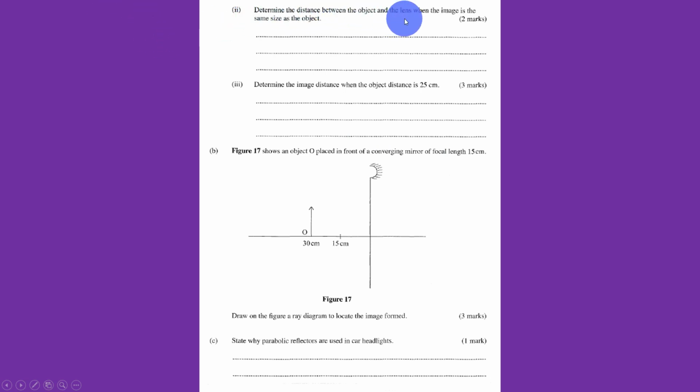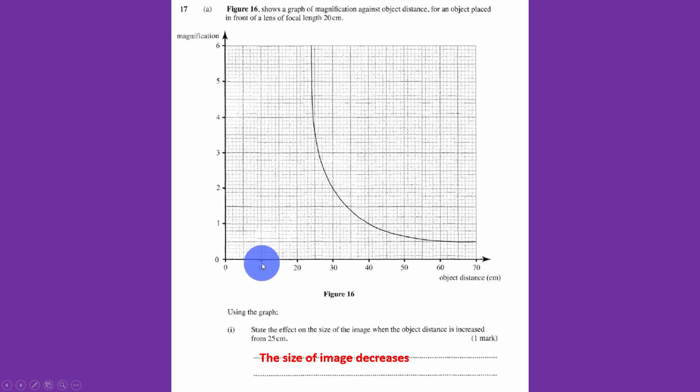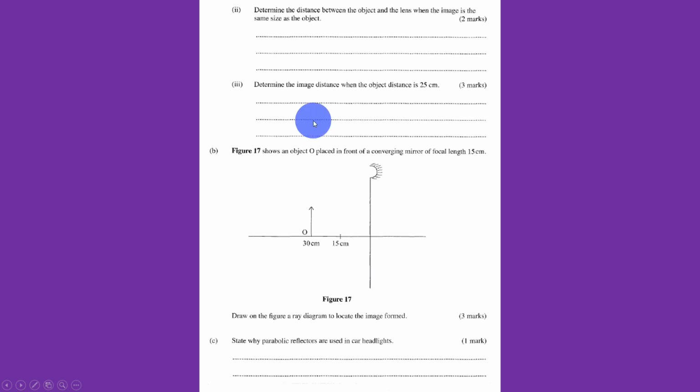Determine the distance between the object and the lens when the image is the same size as the object. Again, when we go back to the diagram, we are going to check where the magnification is 1. That means that the object distance equals the image distance. So the object distance is actually 40 centimeters. So since the object distance is 40 centimeters, we are able to determine the distance between the object and the lens, which means object distance.